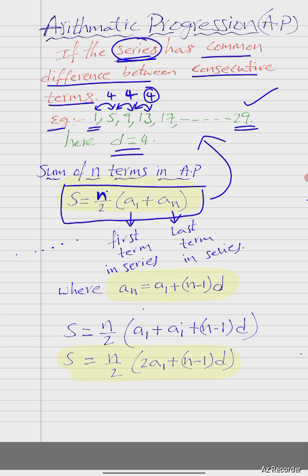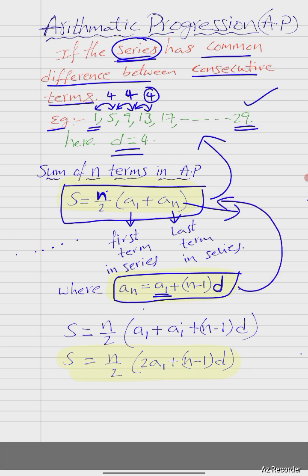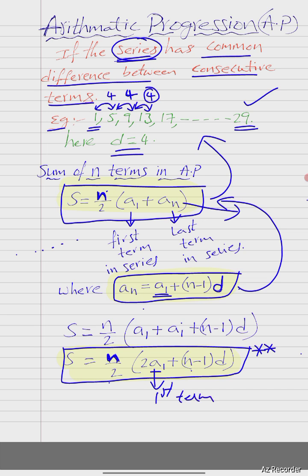Now how to find the nth term? We have one more formula: the nth term is equal to the first term a1 plus (n minus 1) into d, where d is the common difference. If you substitute this value in the sum equation, we get the final equation: sum of n numbers in the series is equal to n by 2 into (2a1 plus (n minus 1) into d), where n is the number of terms in the given series, a1 is the first term, and d is the common difference.